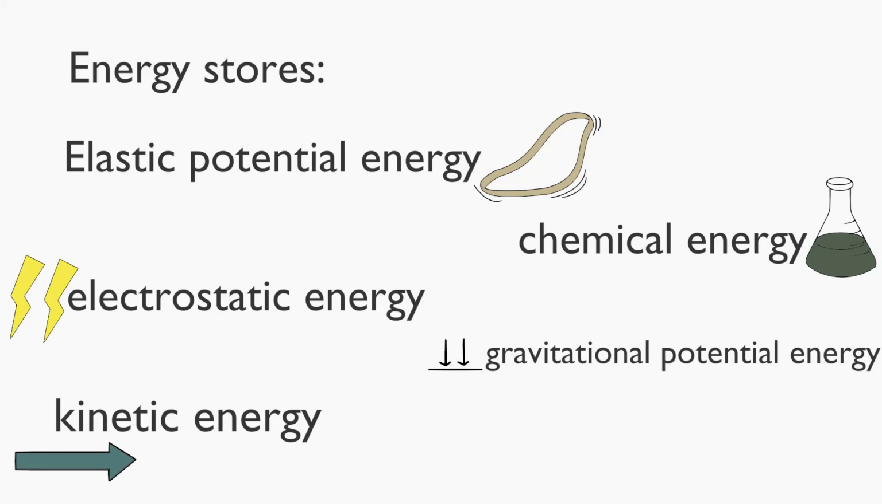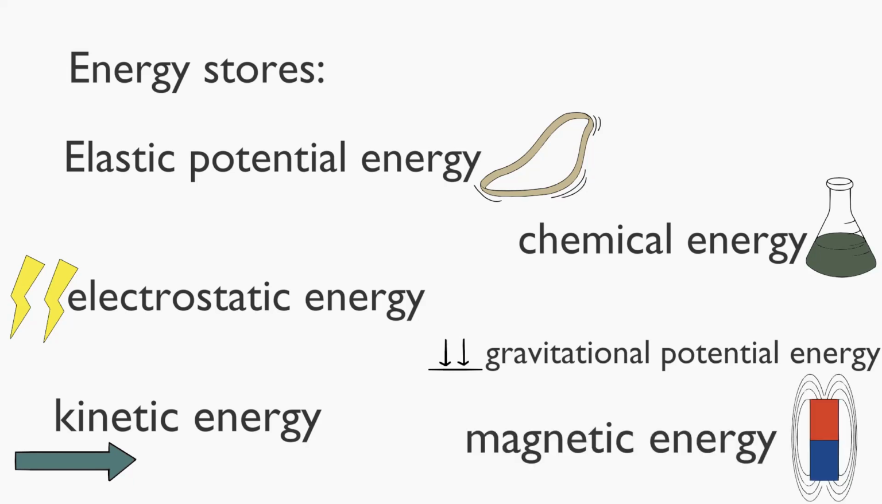A car moves, a van moves, we move, an animal moves. That's all kinetic energy. Particles moving. We also have magnetic energy store, which is seen in magnets and magnetic fields attracting and repelling.